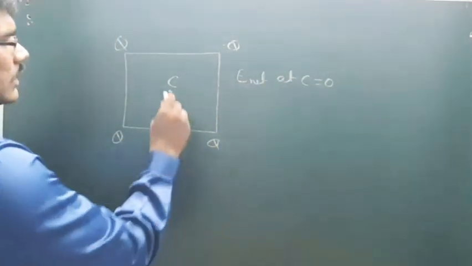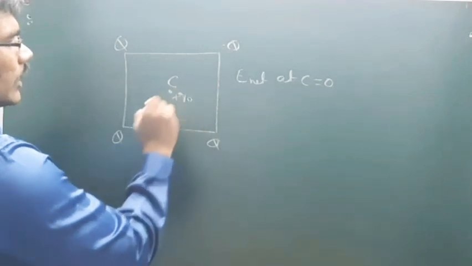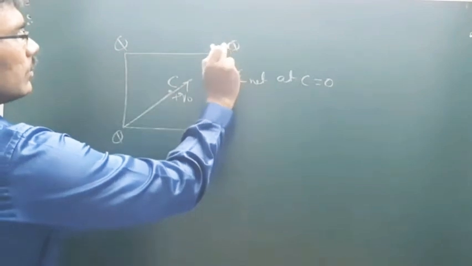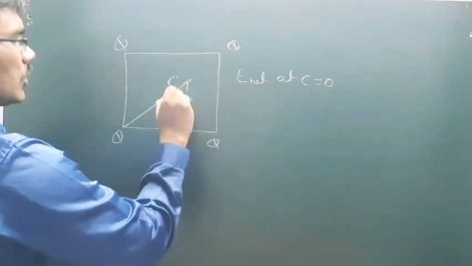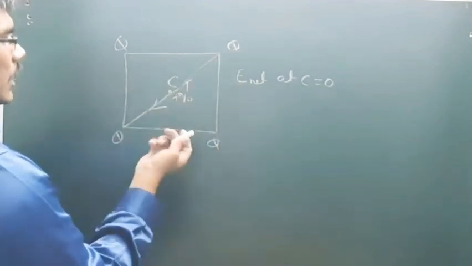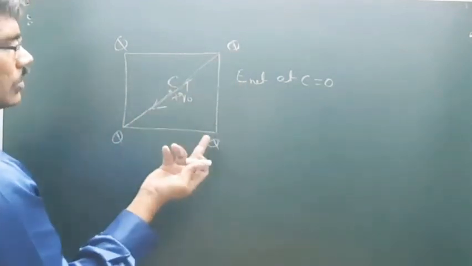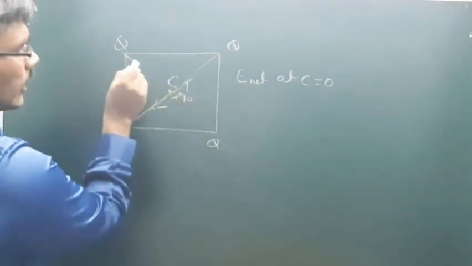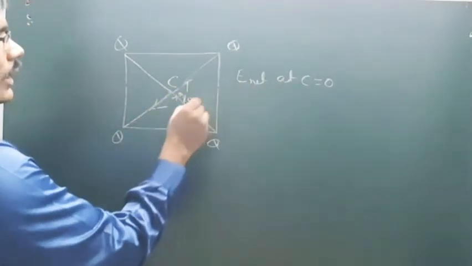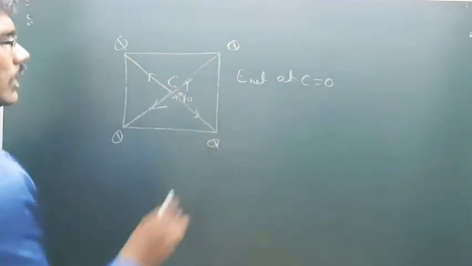How? You just see here, if you imagine here a test charge, this is repelled by this charge in this direction. Same, this one repels it in this direction. So the distance is same, charge values are same, therefore equal and opposite magnitude. So this cancels out. Next, this also cancels out, this also cancels out. So therefore, net field is equal to 0.